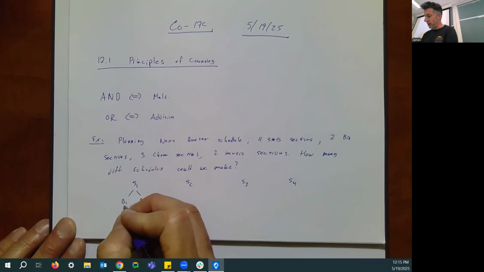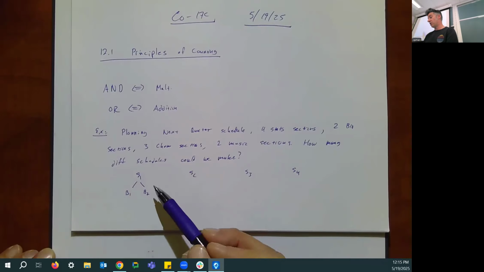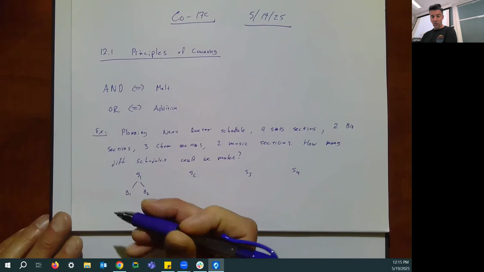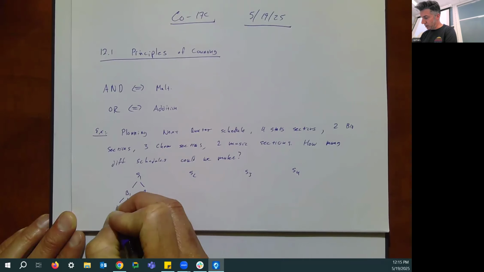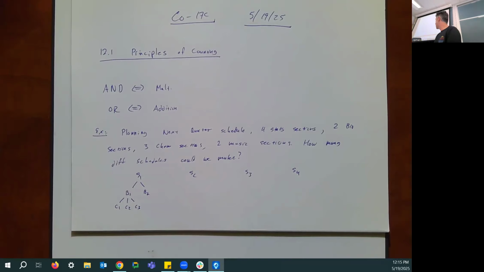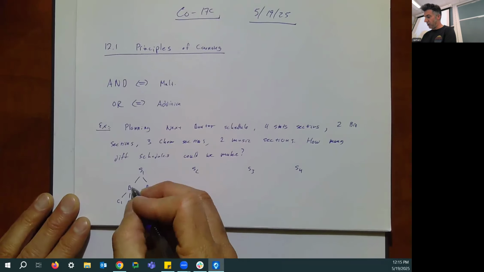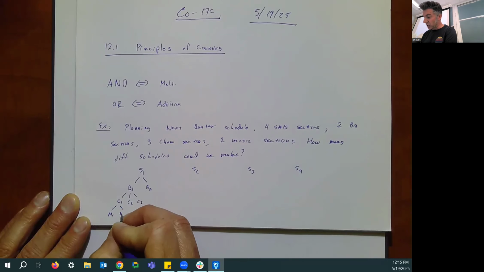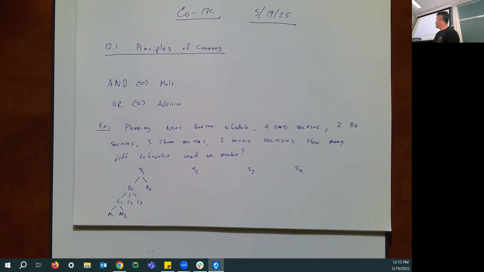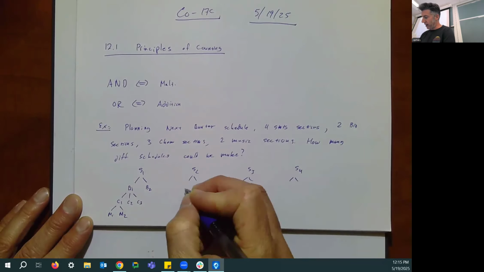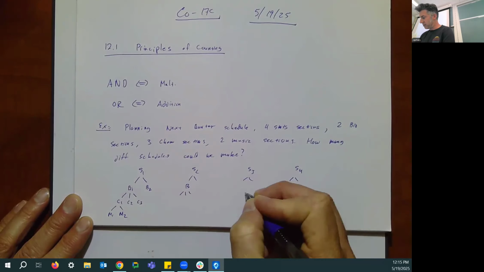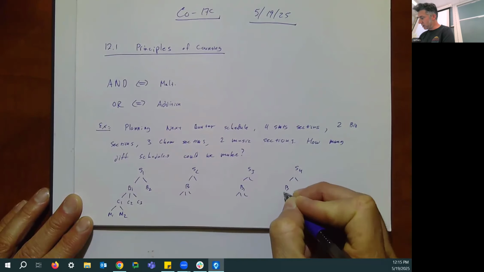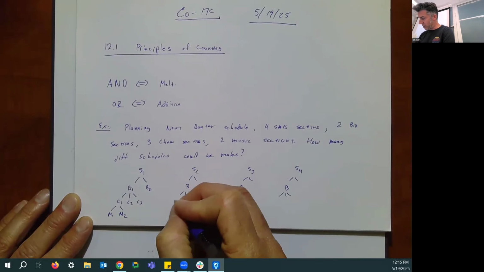And then for each combination of a stat section and a bio section, we can pick one of the three chemistry sections. And then for each chemistry section and bio and stat section choice, we can choose one of the two music sections. So we could draw this diagram: for each of the four stats sections, we'd have two bio sections, and for each bio you could have three chemistry choices, and for each chemistry choice, you could have two music choices.